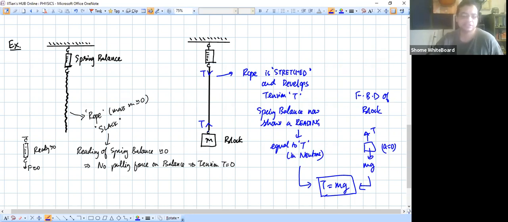So it's a self-adjusting force. And if I replace the block with a heavier block, the tension will increase. If I replace it with a lighter block, the tension will decrease. And similarly, we can actually experimentally measure this tension also by just putting a spring balance on top over there.